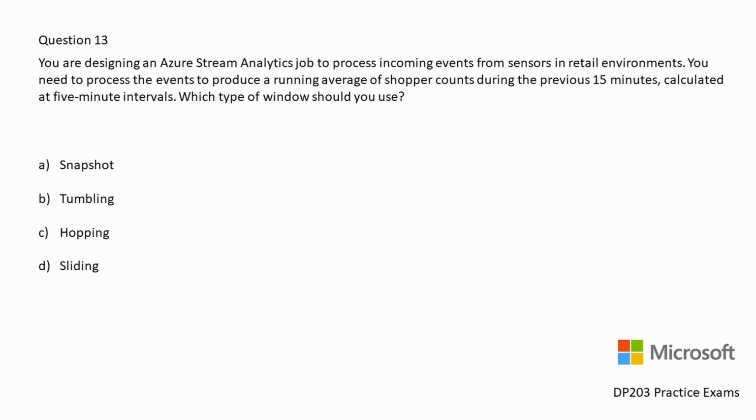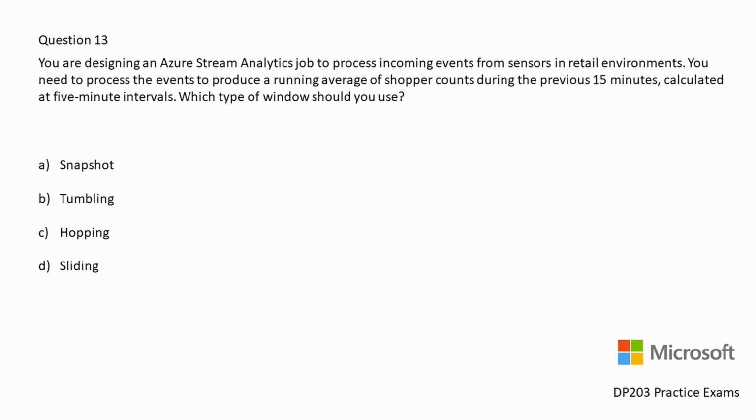Question 13. You are designing an Azure Stream Analytics job to process incoming events from sensors in retail environments. You need to process the events to produce a running average of shopper counts during the previous 15 minutes, calculated at 5-minute intervals. Which type of window should you use? A. Snapshot. B. Tumbling. C. Hopping. D. Sliding.